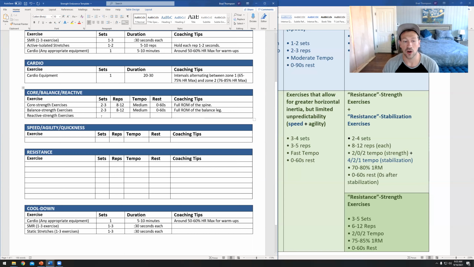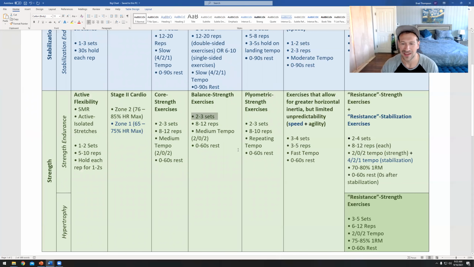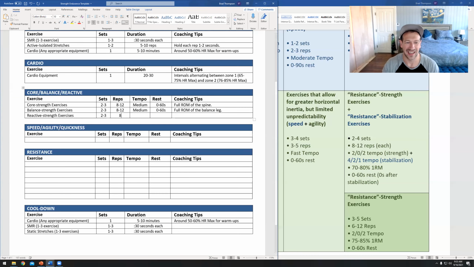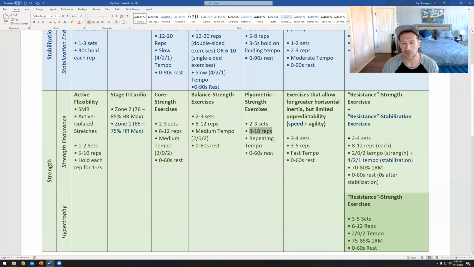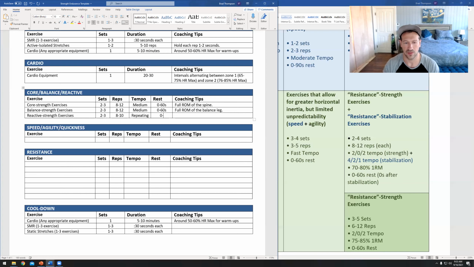Okay. And for our reactive strength, guess what? 2 to 3 sets. And it's so close to being a pattern here, but it's just not quite the same. It's 8 to 10 reps instead. And then this tempo is going to be repeating, is what we're going to say. Rest period, 0 to 60 seconds. Repeating tempo upon landing. Okay. So that is a little bit of a different approach. Before we were holding our landings 3 to 5 seconds. Now we're getting right into the next rep there.